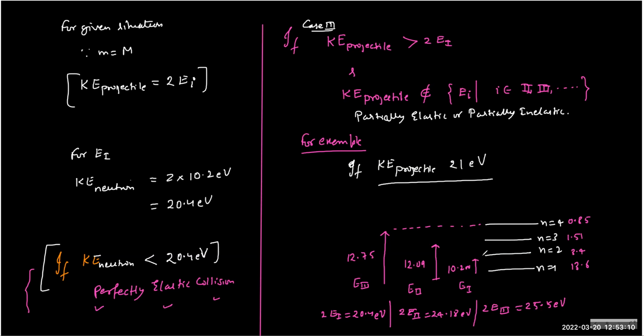Am I audible, guys? Yes, sir. So I'm asking a question that if the energy given is 21 electron volt, then we are in which situation? So the electron can cross the first orbit. I mean, sorry, can go to the first excited state, the second orbit. Yes or no?